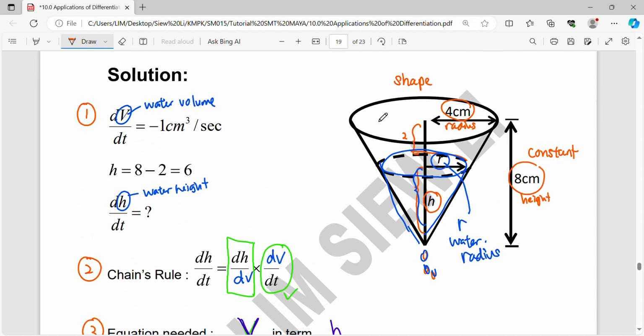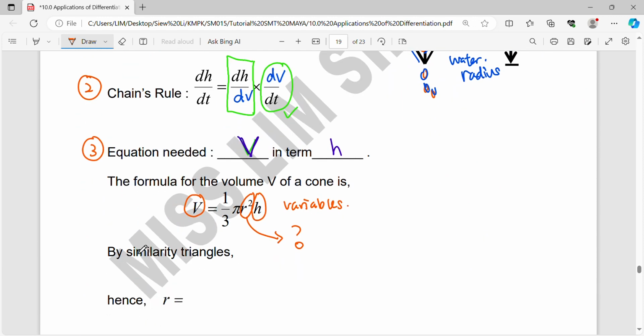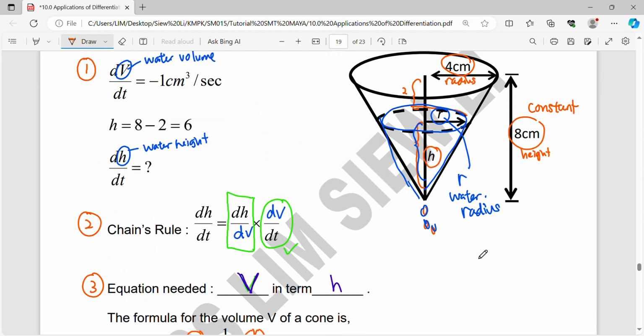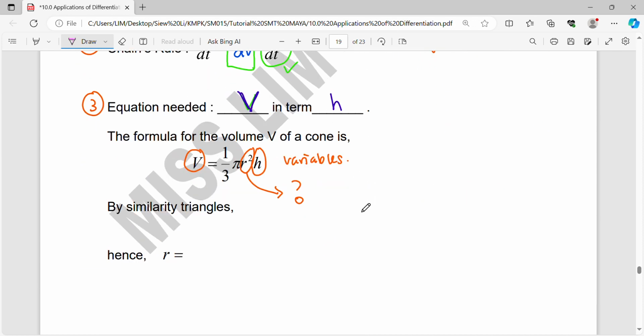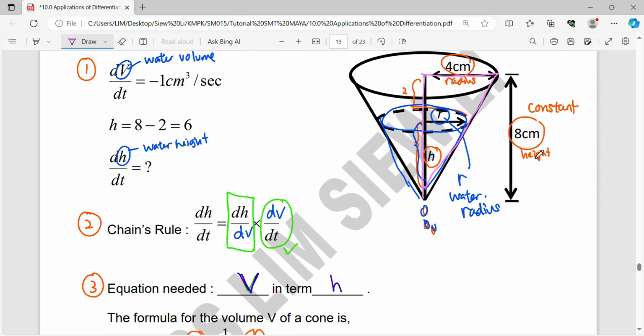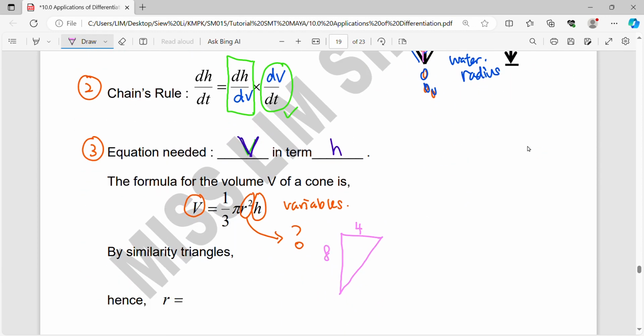When we have a cone here, we can use the similarity of triangles. So what is the similarity of triangles? Look at the cone here, the container, or the conical funnel. You can look at the right triangle. You can observe here we have a right triangle. For the container, or the conical funnel, this right triangle is constant, with the radius 4 and the height of 8. So this is constant.